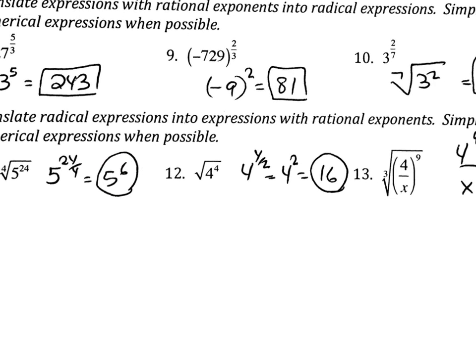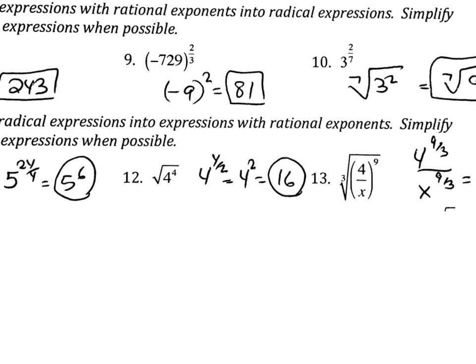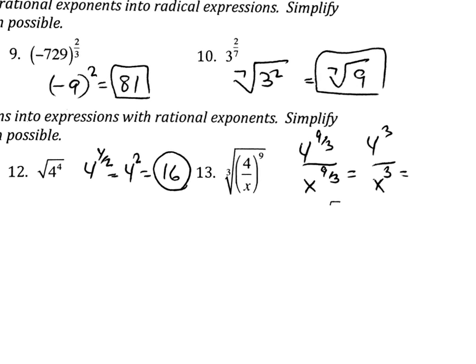Number 12, bottom is a root, top is the power. So I wrote 4/2. 4/2 is really 2. 4 squared is 16, so make sure you simplify that. And then 13, bottom is the root, top is the power again. 9 is the power, 3 is the root, 9/3. 9/3 is really 3. You could probably go ahead and finish that one. 4 cubed, I think I ran off my paper. 4 cubed is 64, and x cubed is just x cubed. So you might want to go that one more step right there.